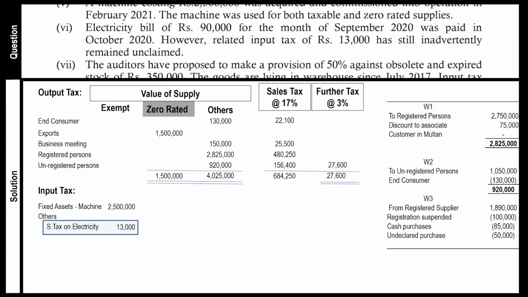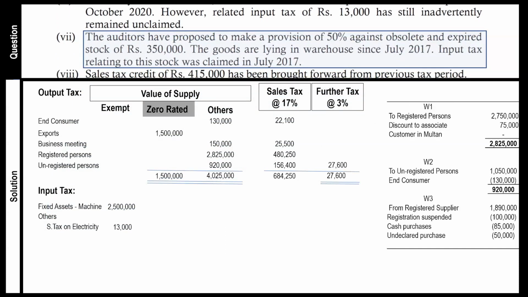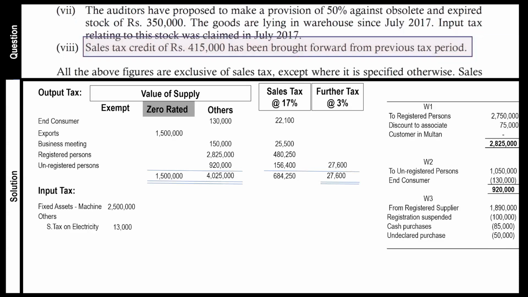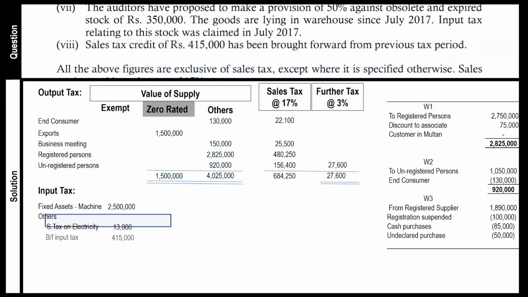Next information is about a provision for slow-moving stocks, suggested by auditors. Provisions are created in compliance of accounting principles. It is neither a sale nor a purchase in eyes of sales tax law. So this information has no impact on our solution. Next information is about brought forward tax credit of Rs 415,000. This will become part of this month's input tax. Mention Rs 415,000 as part of input tax.